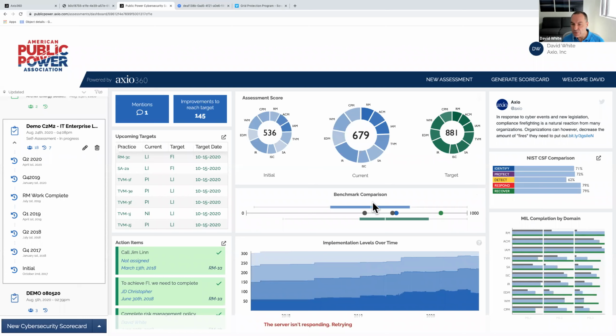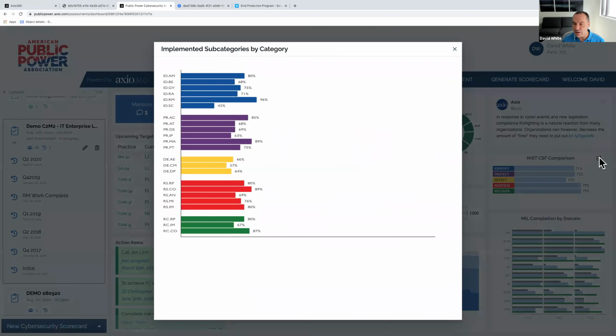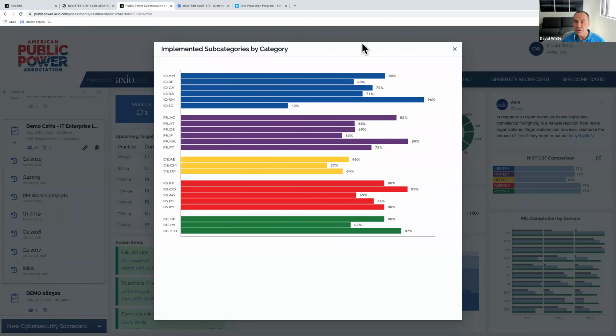So that's the full C2M2 interface, with the same benchmark comparison for the full C2M2. We also provide benchmarks for targets, right? And because the Department of Energy has published a mapping from the full C2M2 to the NIST cybersecurity framework, we can estimate what your score would be in that framework by those 5 functions. Or if you click on the magic expando there, you can see it by subcategory for CSF, and that's what your score is in CSF.